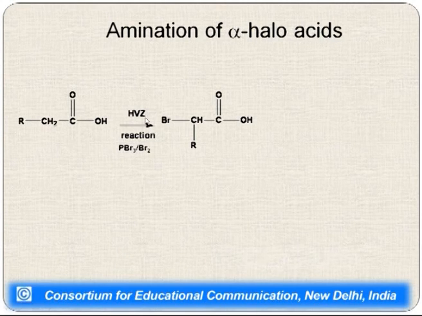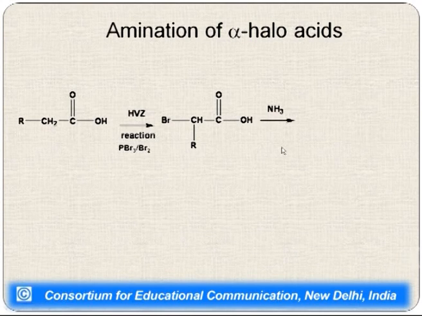This alpha bromo acid is simply reacted with ammonia. Again I am introducing ammonia here, so again it is called amination. Do not confuse amination with animation, because they are tongue twister words. Amination is the introduction of an amine group.